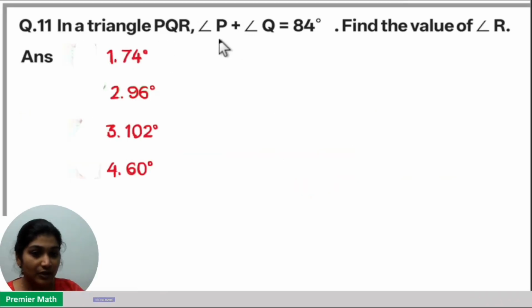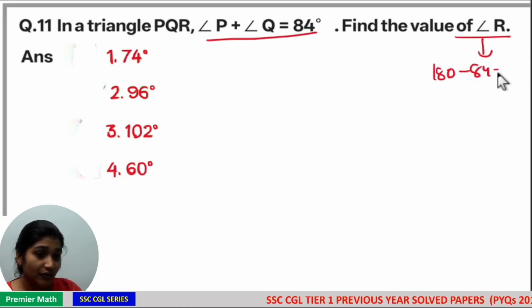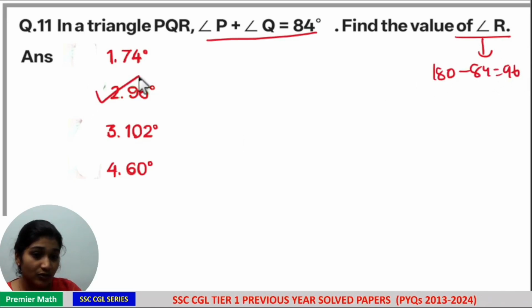In triangle PQR, P plus Q is equal to 84 degrees. Find the value of R. No need to explain. 180 minus 84 is equal to 96. Option 2 is your answer. This shift is too easy.